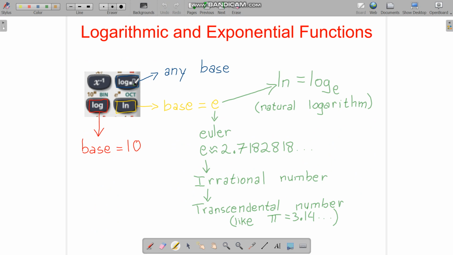In your calculator, usually you have this button. This is for log any base. This button, just log, means the base is 10. And this button ln means the base is e. E is Euler's number, which is 2.7 something in your calculator. It's an irrational number or transcendental number like pi. Pi is 3.14 and so on. Ln is also called the natural logarithm. So again, ln is log base e.